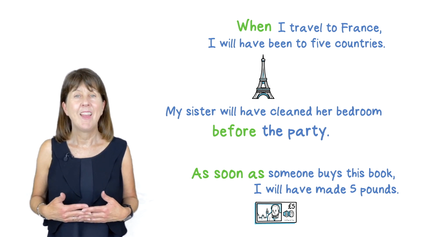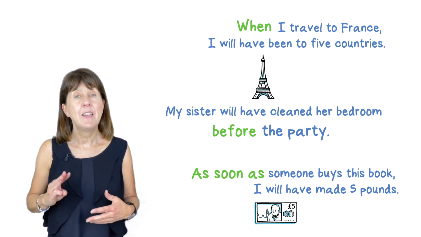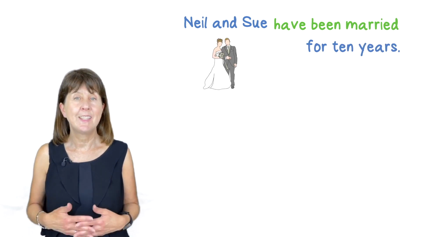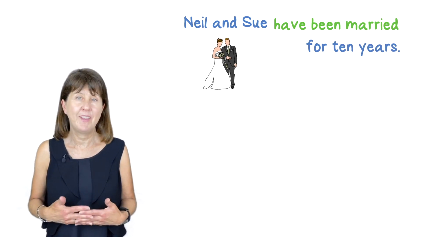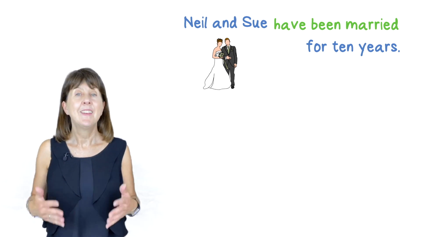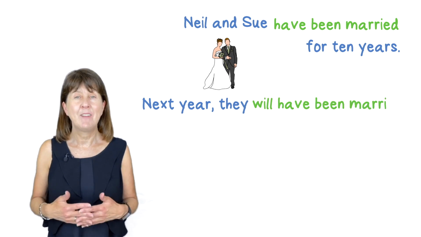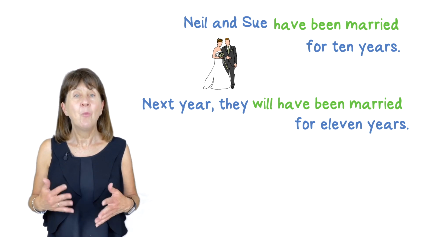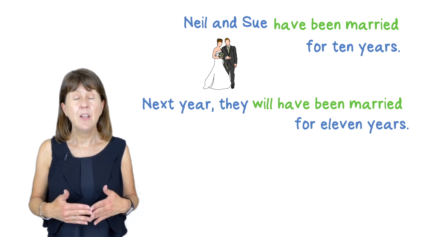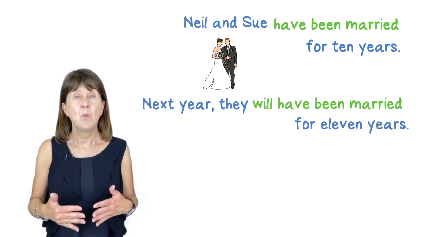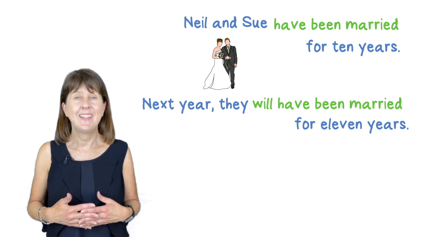Okay, so finally let's compare 3 sentences using perfect forms. Firstly, Neil and Sue have been married for 10 years. This is the present perfect. They got married in the past and are still married. Next year, they will have been married for 11 years. This is, of course, the future perfect simple. We are looking forward to the future, in this case next year, and are saying that at that time they will have been married for 11 years.